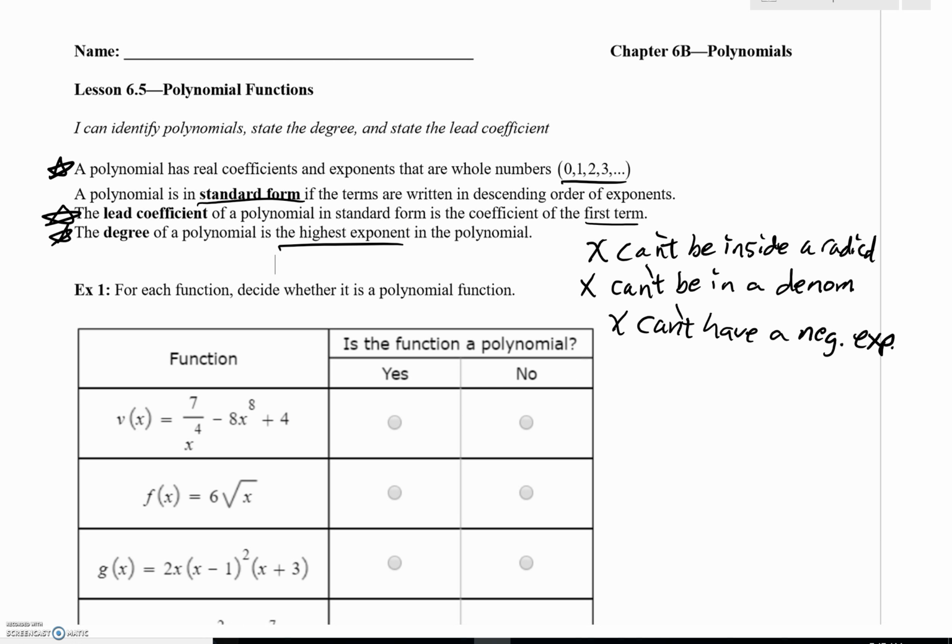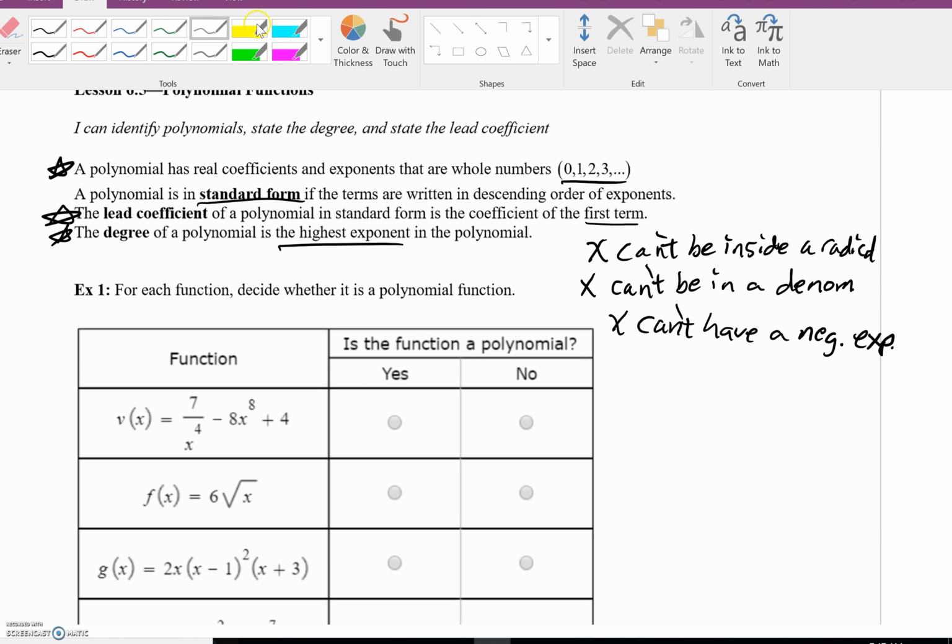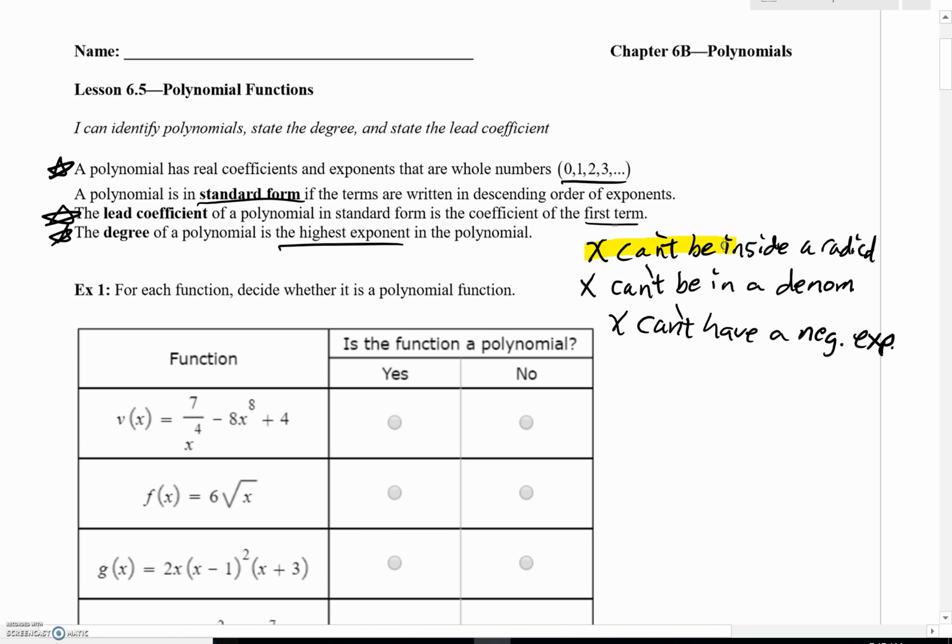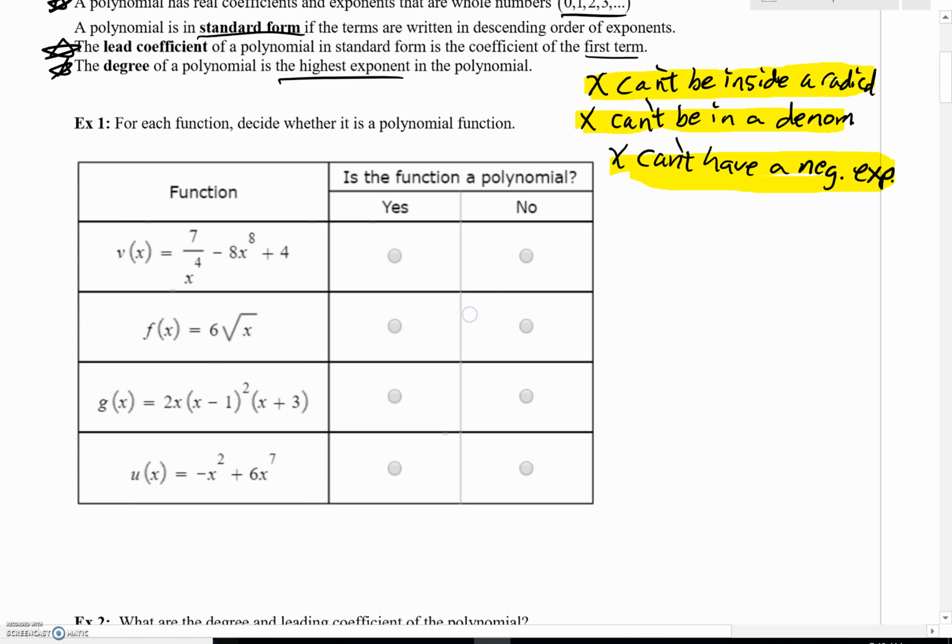A couple of things to point out to you, just to get you started, a few basic things. X will never be inside of a square root or a radical. X cannot be down below in a denominator, and X cannot have a negative exponent. You'll always have positive exponents. What you're going to see in Alex is you'll have your first question, very simply, a yes, no, is this function on the left going to be a polynomial? And what do you think?